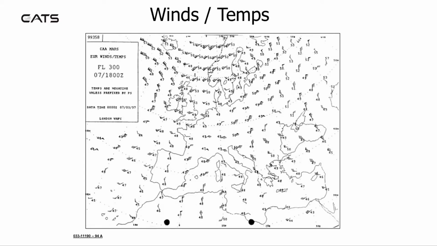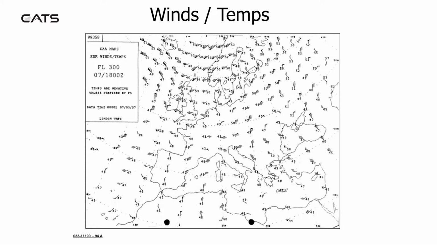Winds and temperatures. Here's a chart at flight level 300 showing spot winds and temperatures. All the temperatures are negative unless prefixed by the letters PS. It's such a high altitude, so it's very unlikely that temperatures will be positive.